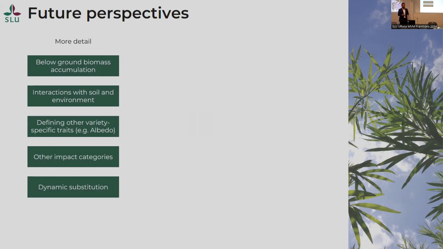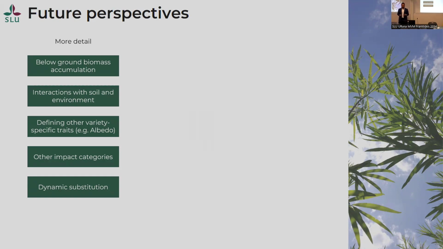Interactions with soil and environment, when we grow them in different types of soils with different environments, what are the effects going to be? There are many other factors or many other characteristics besides the ones that were included in these studies. For example, albedo, which should also be characterized for the different varieties so we can make more accurate climate predictions. And of course, we have looked only at climate impact, which is a small part of this whole sustainability picture. What about water use? What about effects on ecotoxicity?